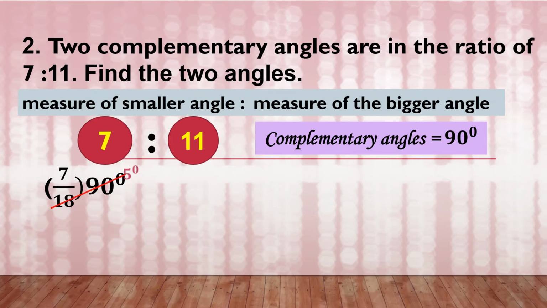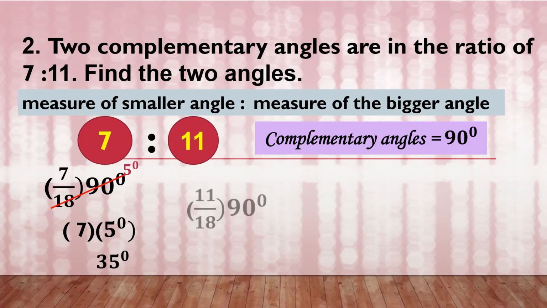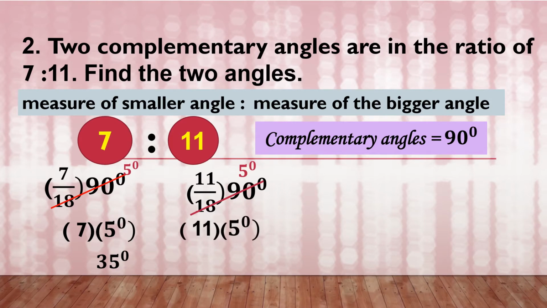So I have 5 degrees. Then times 7 is equal to 35 degrees, meaning the smaller angle measures 35 degrees. On the other hand, to solve for the bigger angle, let's take 11 out of 18 and multiply it also with 90 degrees, canceling out 18 and 90 degrees, so I have 5 degrees. And multiplying 11 times 5 degrees, we have 55 degrees.